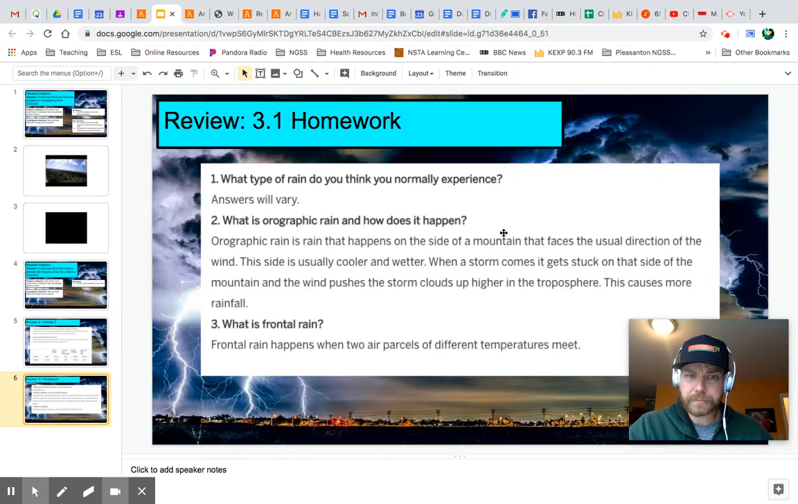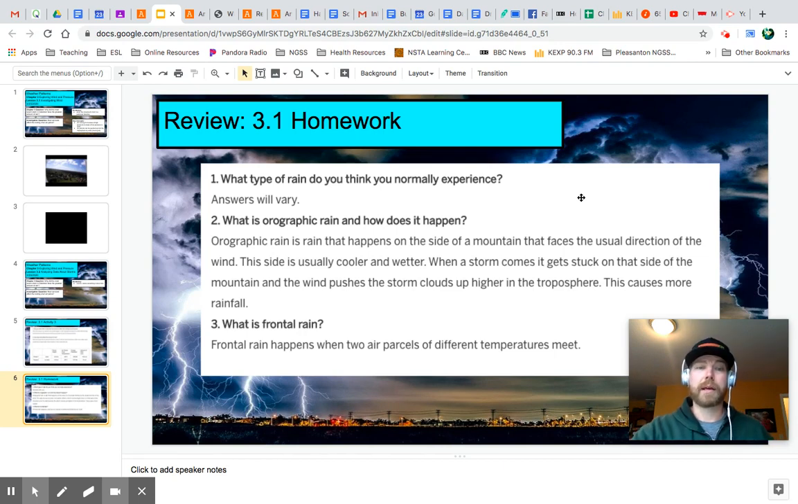For the homework, it was a reading about different types of rain. We had orographic rain and frontal rain. And there were 3 questions to answer there. The first was, what type of rain do you think you normally experience? Orographic rain is where the air parcel is forced upward by a geographic feature like a mountain. Since it's being forced upward, it's going to cool off more because it is rising higher in the atmosphere. The higher you go in the troposphere, the colder it gets. And so we're going to see more condensation and more rain.